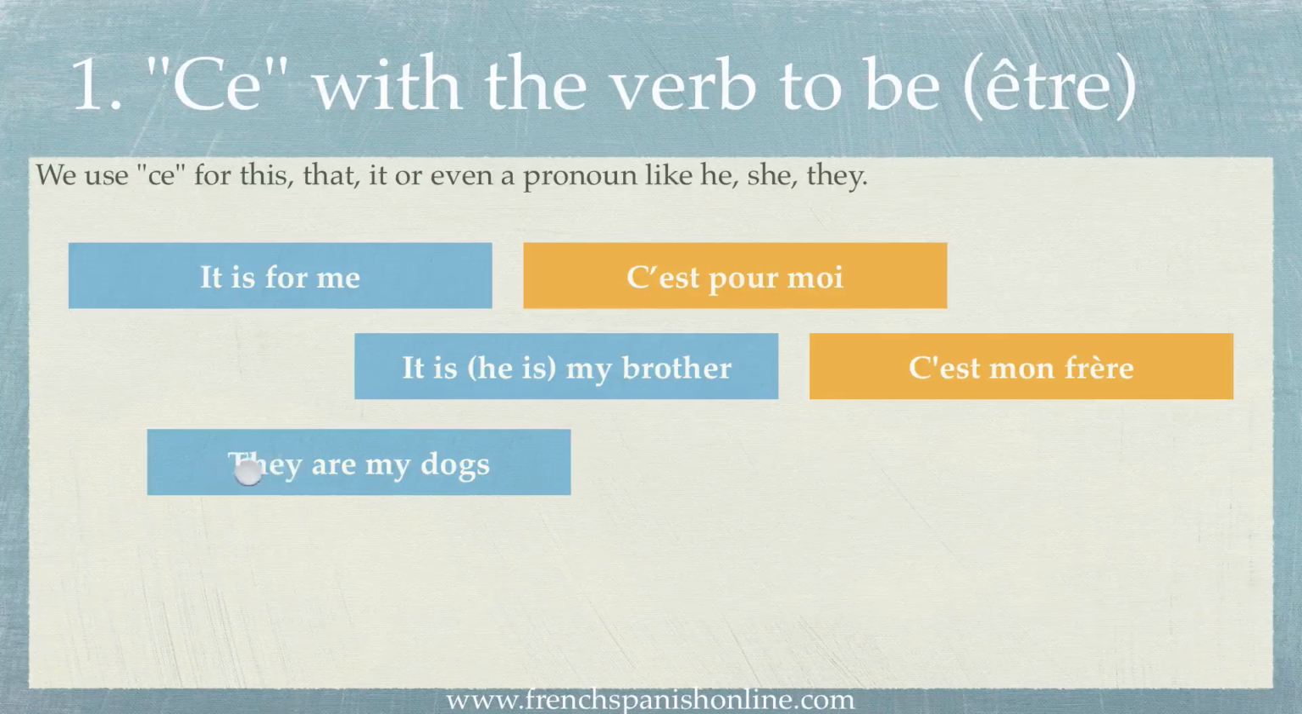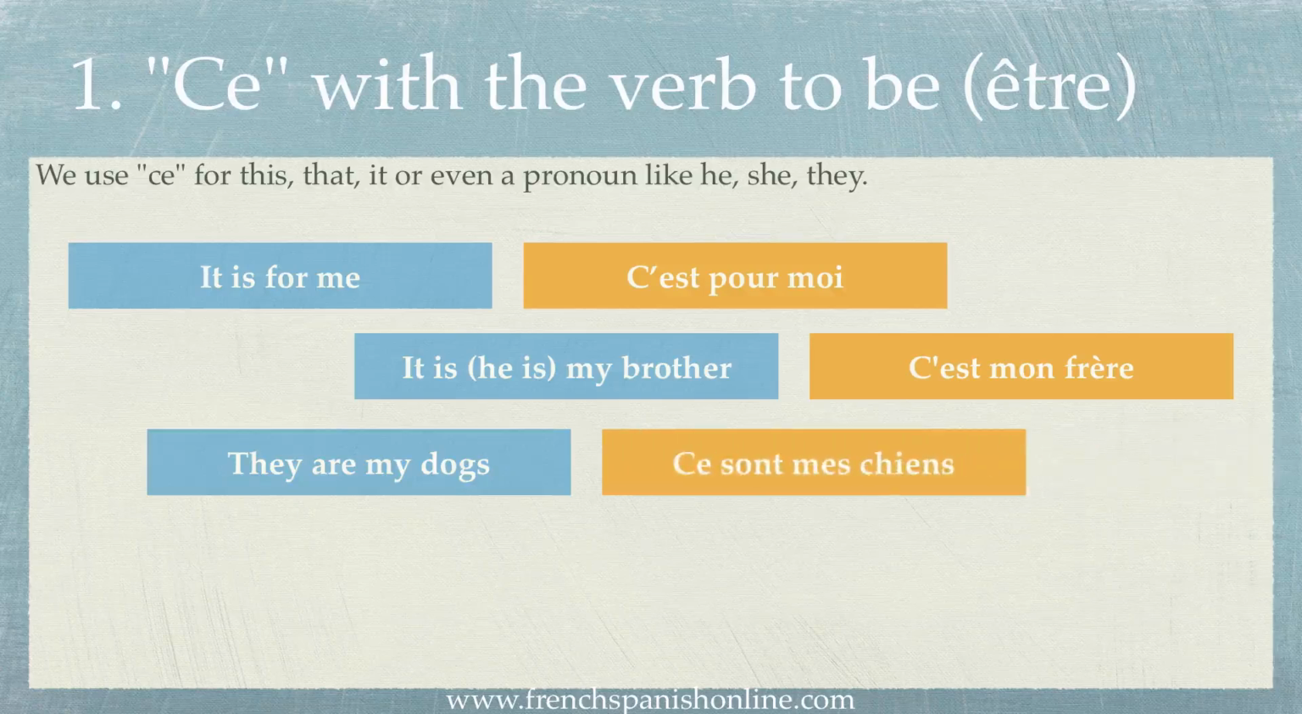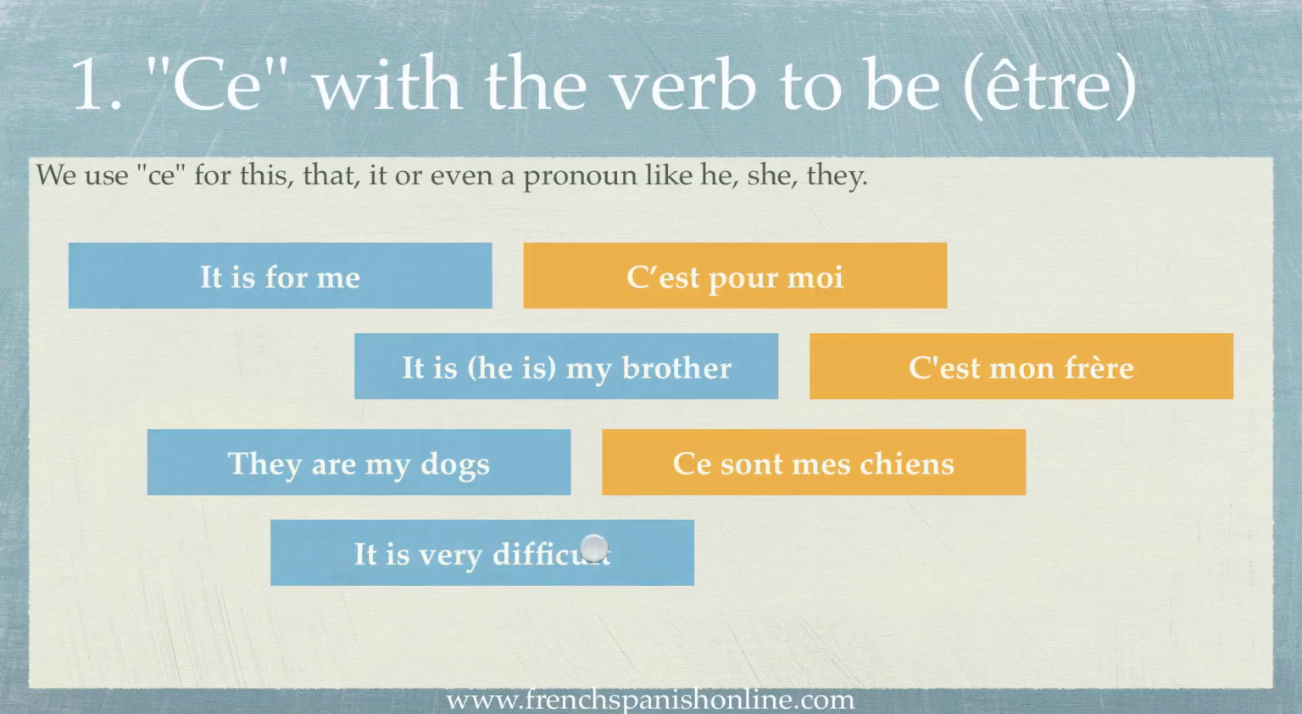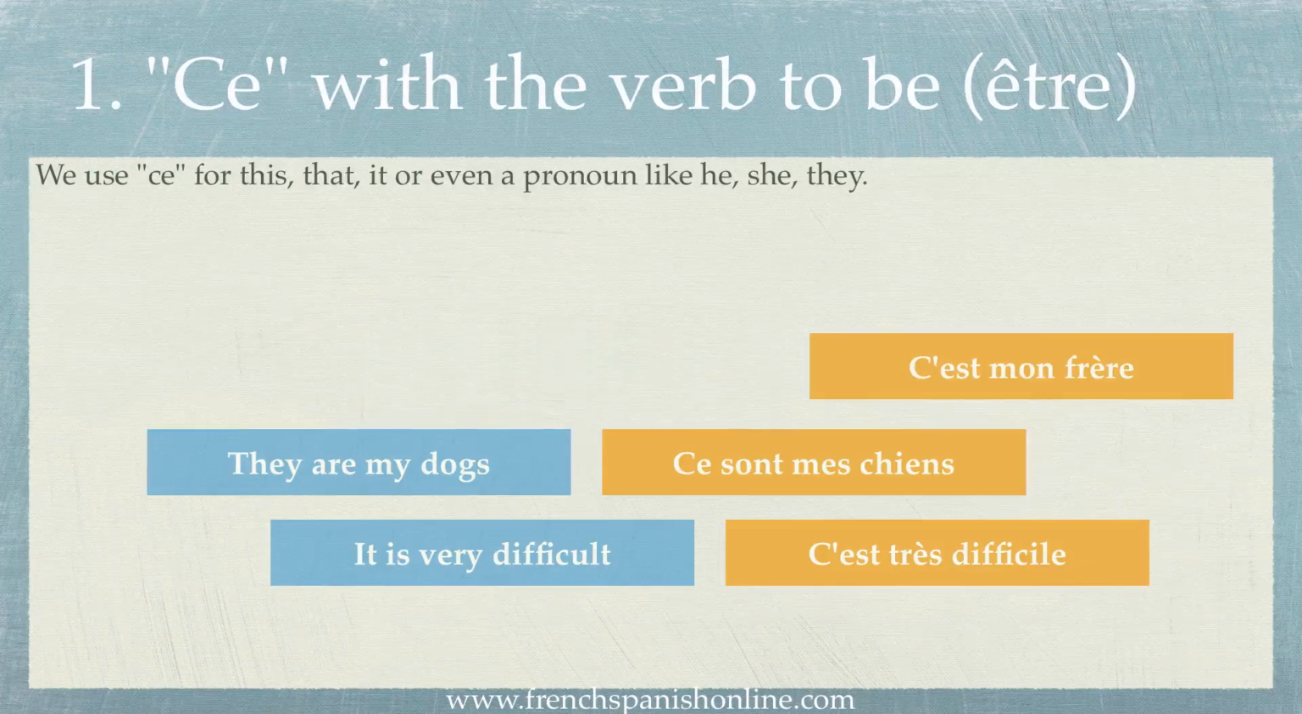They are my dogs. So how to translate they? This is the plural of it is my dog. So to translate it or the plural they, the same thing, we have the verb to be. So we will say ce sont mes chiens. This time the entire word, because here we have a consonant. It is very difficult. Again, c'est très difficile.